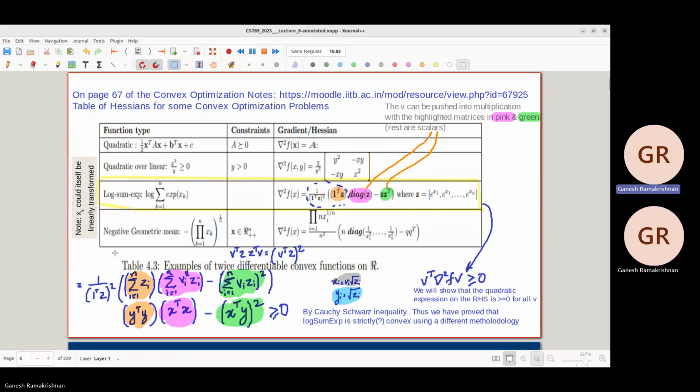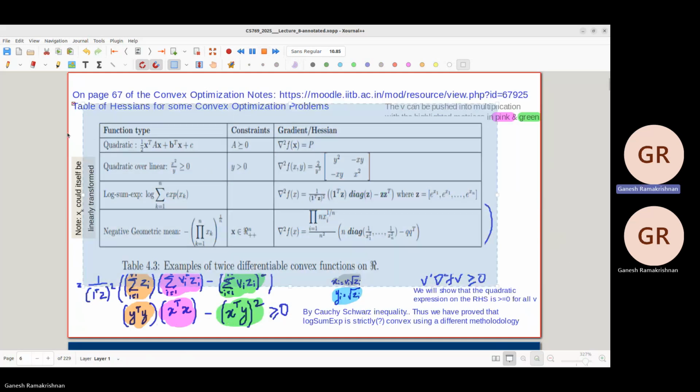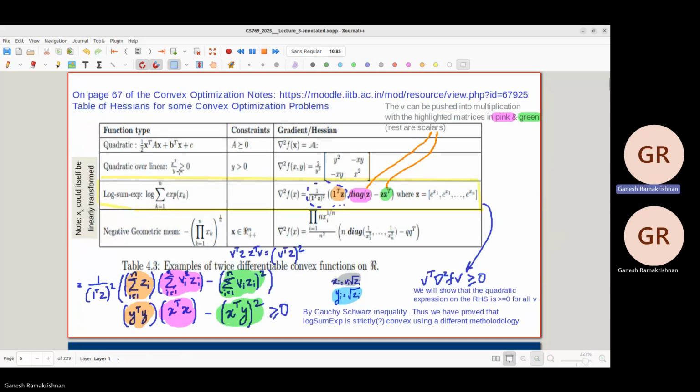So this was for log sum exp. You can do this for the quadratic as well. This is very simple: x transpose Ax plus b transpose x plus c. That should be fairly straightforward, right? Quadratic or linear, which is x transpose y, x squared divided by y. So this basically will have y cubed in the denominator, unfortunately, and this matrix of y squared, minus yx, minus yx, x squared is a symmetric matrix.